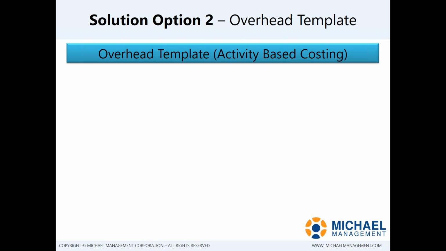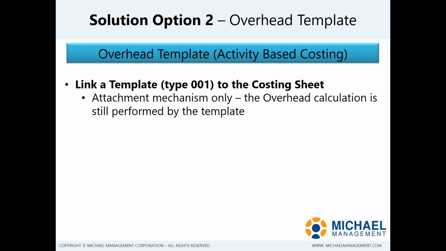Solution option number 2 is called the overhead template. So the overhead template in SAP is based on activity-based costing capability in SAP, and it really provides a lot of flexibility, and you may not be familiar with this solution. We're not going to look at this one in a lot of detail, but it's to give you a flavor of what's available, as this is a more complex area and it's really got infinite possibilities.